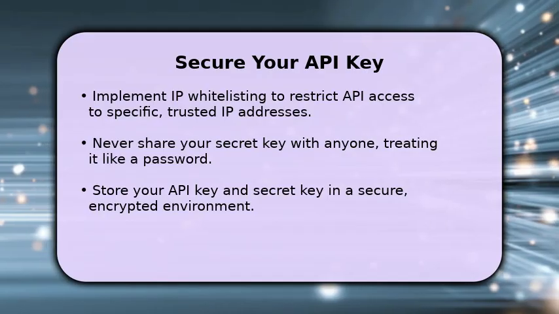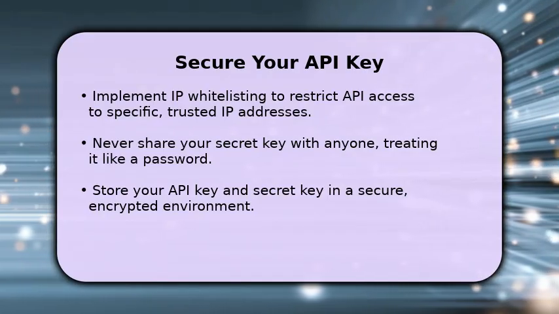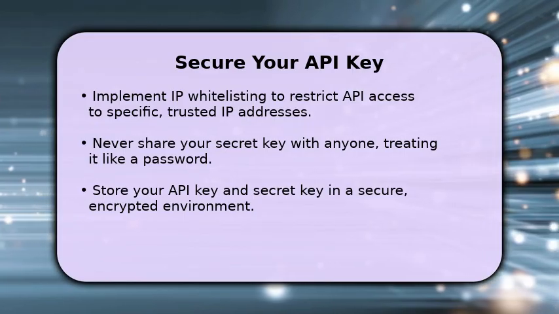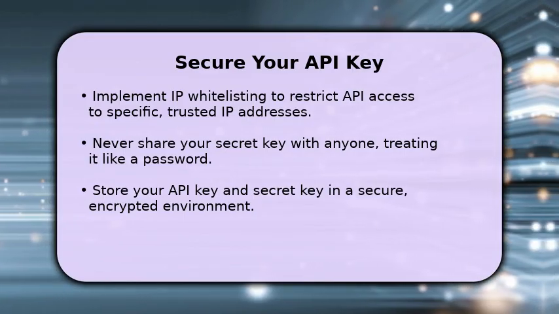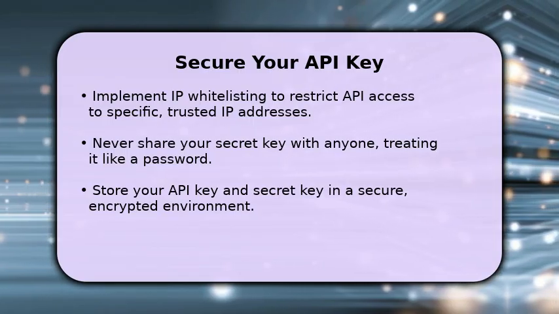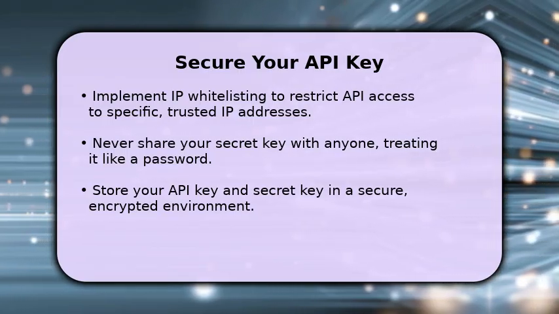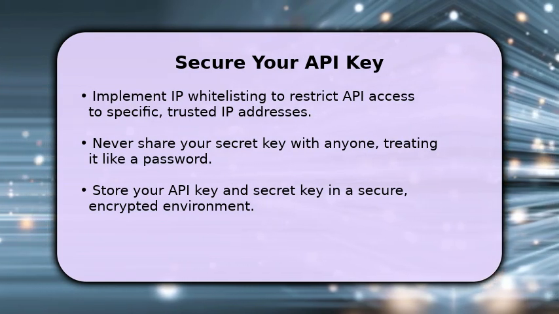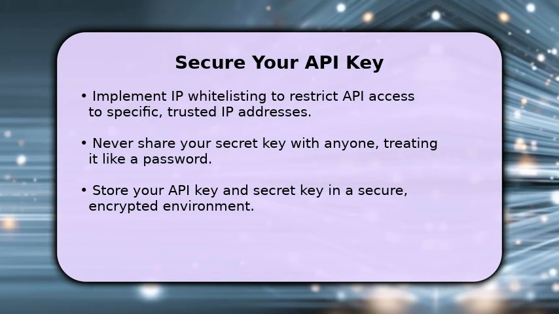Securing your API key is paramount to protecting your assets. One of the most effective measures is enabling IP whitelisting, which restricts API access to only a few specified, trusted IP addresses. This adds a crucial layer of defense against unauthorized use. Remember, your secret key is like a password. Never share it with anyone.